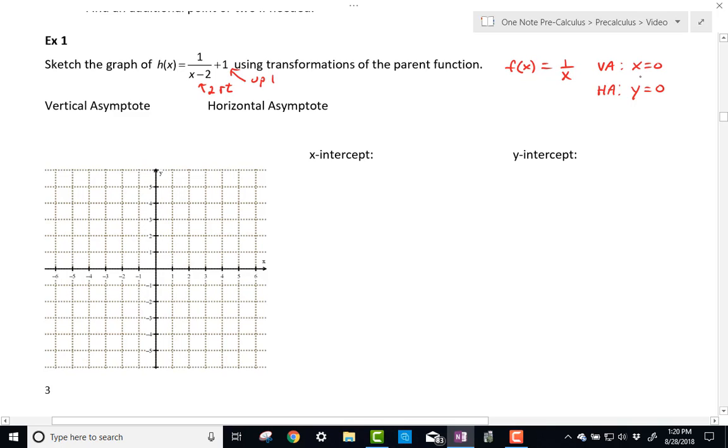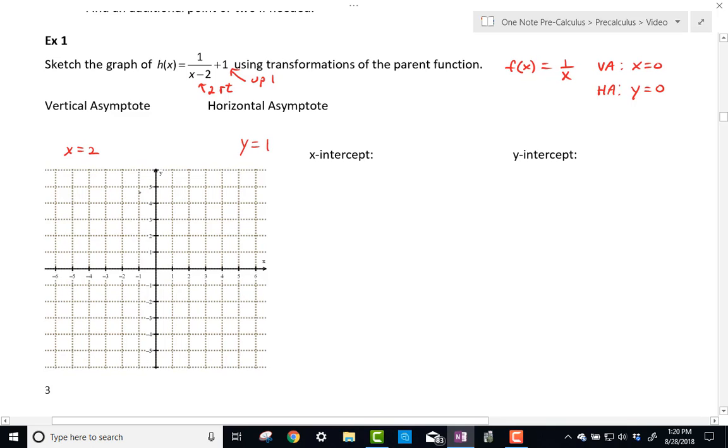That means that my vertical asymptote shifts 2 to the right. Where does that put that? It puts the vertical asymptote at x equals 2. My horizontal asymptote has been shifted up 1 unit. So that moves to y equals 1.